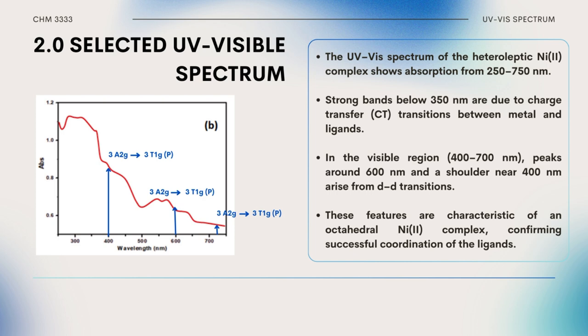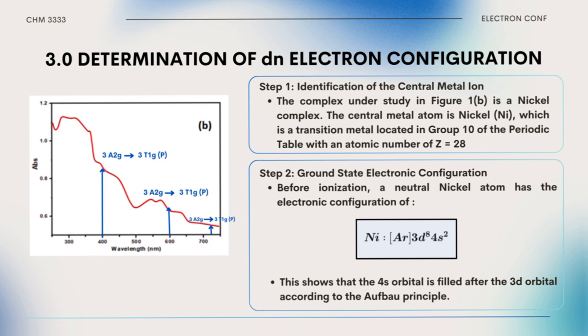However, the most interesting part for our study is in the visible region, between 400 to 700 nanometer. Here, we see specific peaks and shoulders that represent the d-d transitions. The pattern of these peaks confirms that our nickel ion is in an octahedral coordination environment.